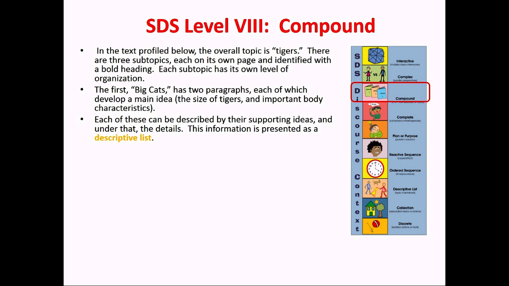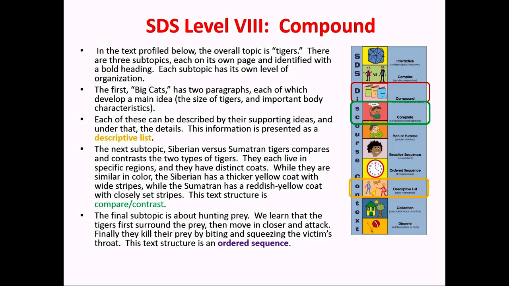We just talked about compare and contrast, and then for the final topic, we learn that the tiger first surrounds its prey, and then it moves in closer for an attack. Finally, they kill their prey by biting and squeezing the victim's throat. So this is an ordered sequence, and probably even a causal sequence.